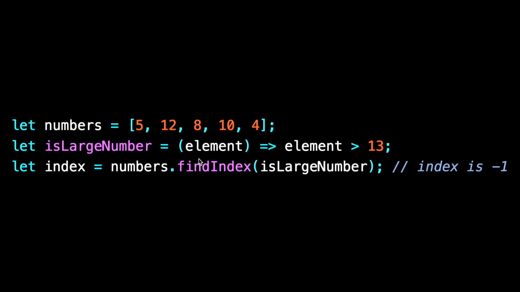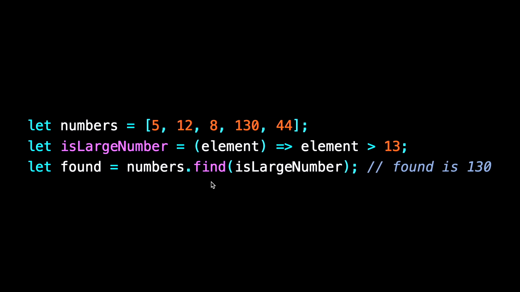The findIndex method is used to find the index of the first element in an array that satisfies a provided testing function. So the testing function is largeNumber, and it's going to put every element in the array through this function and test to see if it's over 13. None of the numbers are over 13, so the index is -1.